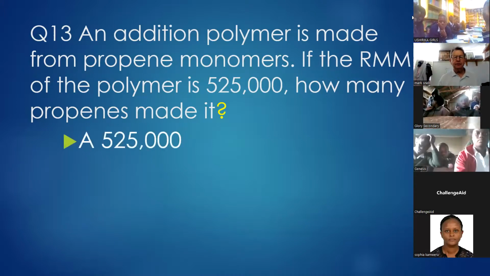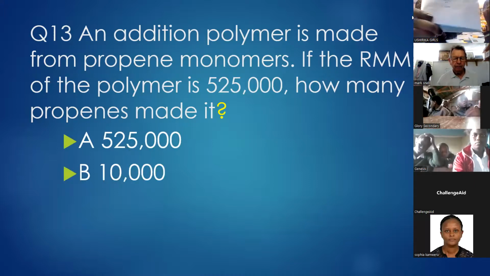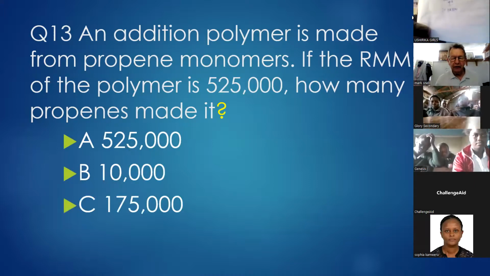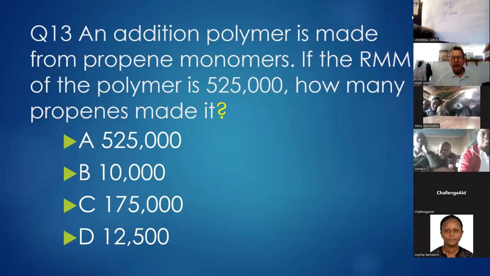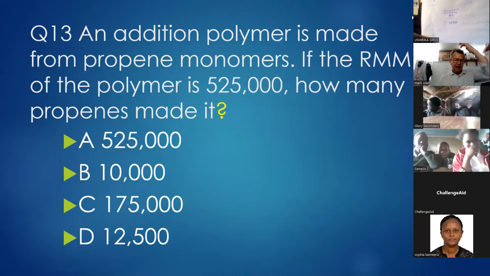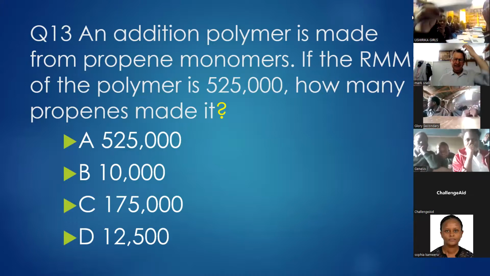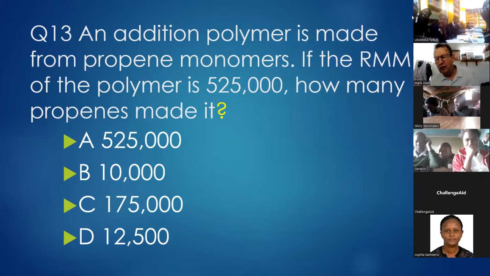Here are 3 options. 525,000, 10,000, 175,000. Well done, Oshirika. 12,500. Which one is it? Oshirika think they know. Oshirika are feeling quite cool. Oshirika are feeling quite clever. Well, one of them is anyway.